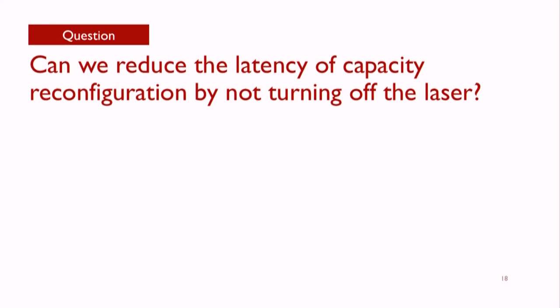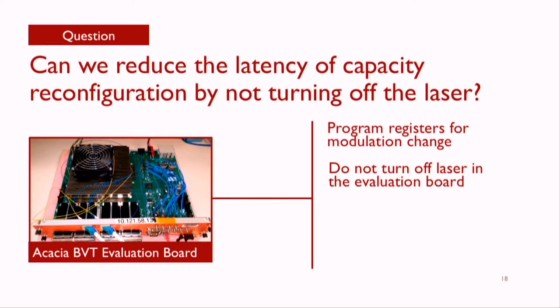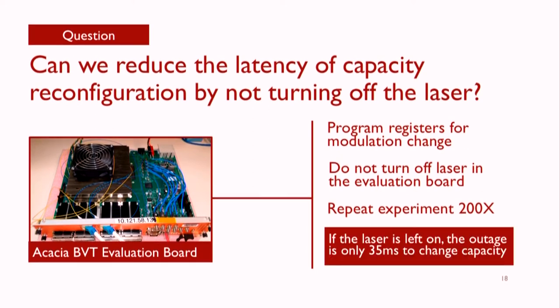To do this, we got access to this evaluation board, which is basically the same bandwidth variable transceiver module I showed you earlier, just that it allows us to program it via an API. So this is the evaluation board. I do this simple experiment where I program registers for modulation change. I skip the step of turning the laser off. Since I can program this by hand, I just don't do this. I repeat the experiment, and we find that if the laser is left on, the process of changing a port's capacity only takes 35 milliseconds on average.